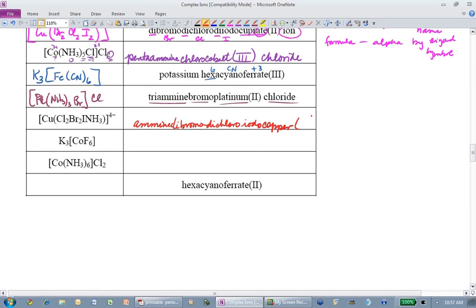Now, the question is it copper 2 or copper 3? Well, let's do the math. 0, -1, -2, because there's 2 bromines, -2, and then the question mark. And that all totals up to -4. So, 2, 3, 4. This must be copper 1. That's the only way that's going to work. So this is copper 1.